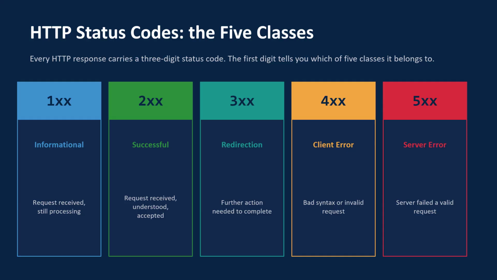So 2s are generally the class that we're hoping for every time because that's a green thumbs up. 3s are for redirection. So this means further action is needed to complete the request. The resource has moved somewhere else. You have a bad URL. They've changed it to something different and you need to update your records.